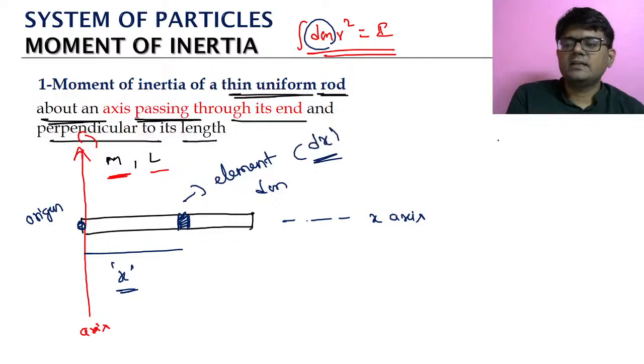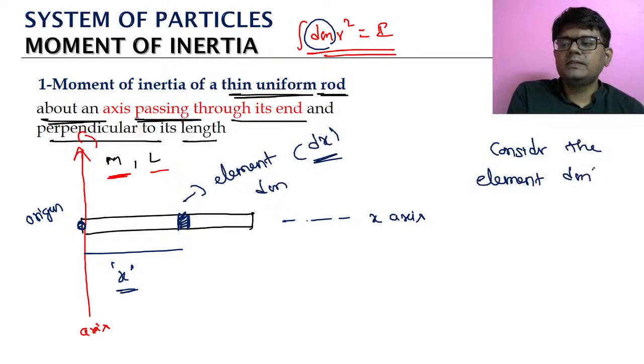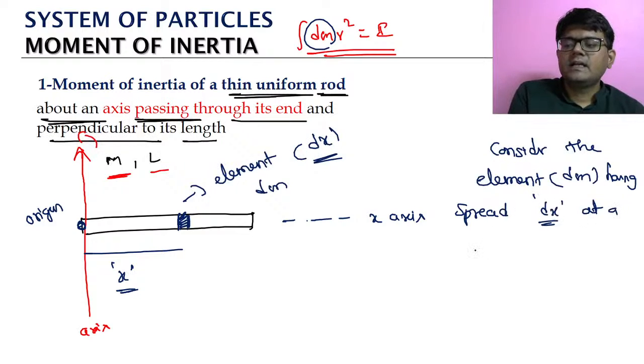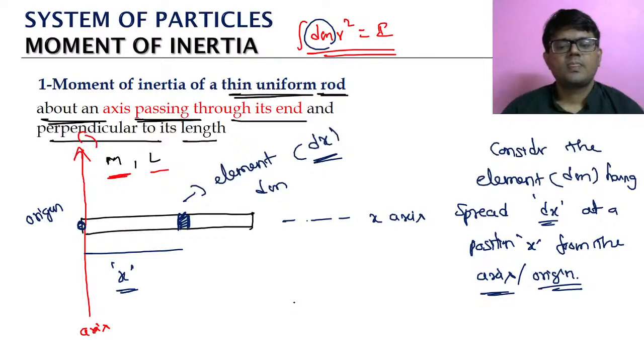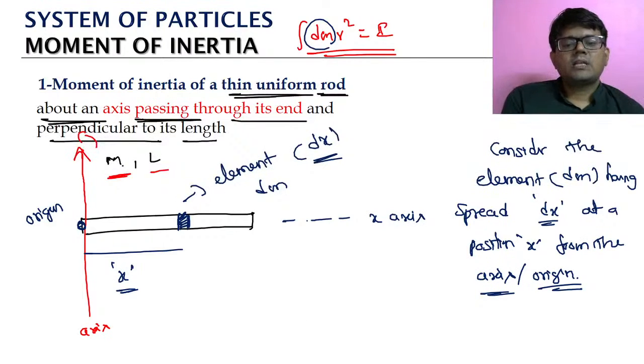So consider the first step: consider the differential element having spread dx at a position x from the axis, taking the end as the origin. The total mass of the rod is M, and its length is capital L.